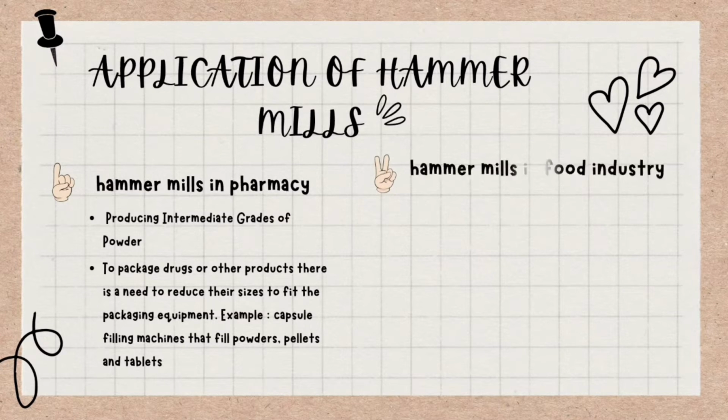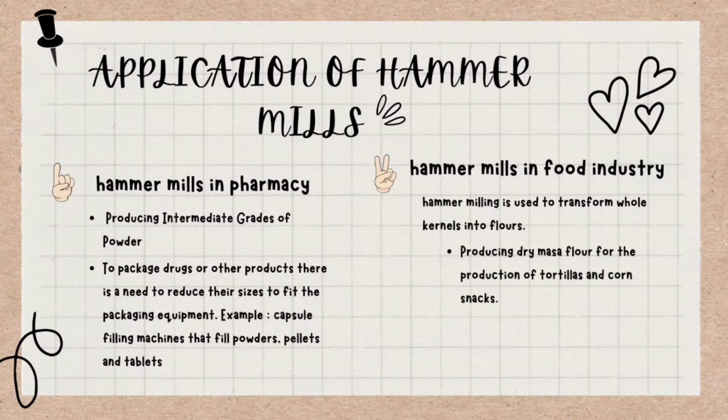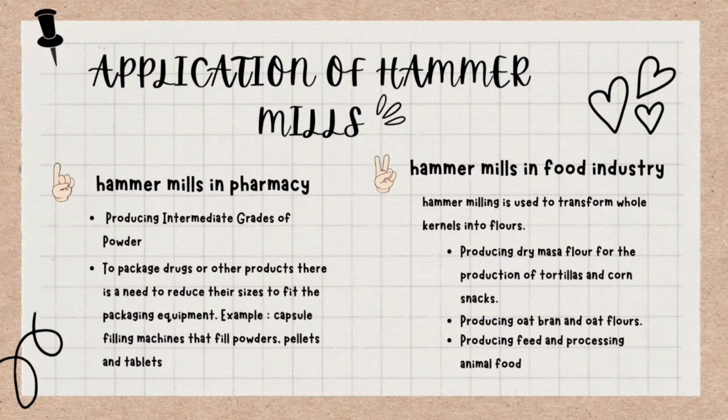Hammer mills in food industry. Hammer mills in the food industry are used to transform whole kernels into flours. First, producing dry masa flour for the production of tortillas and corn snacks. Second, producing oat bran and oat flours. Lastly, producing feed and processing animal food.